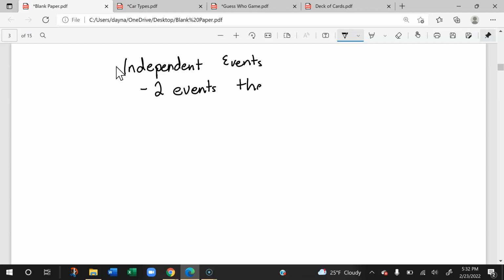We want to look at things called independent events. And we have to be careful because we've already discussed things called mutually exclusive. Mutually exclusive events are those things that cannot happen at the same time. Independent events are actually two events that have no bearing on each other.